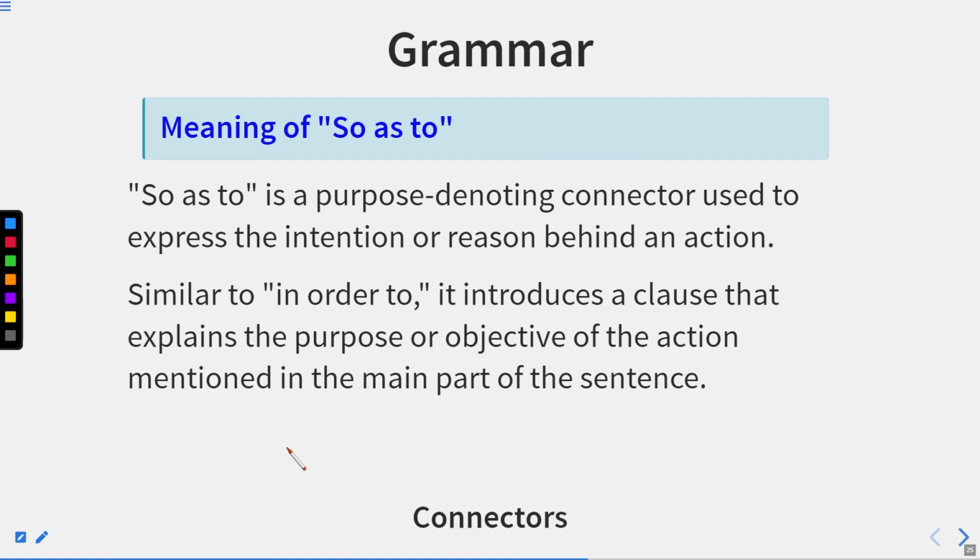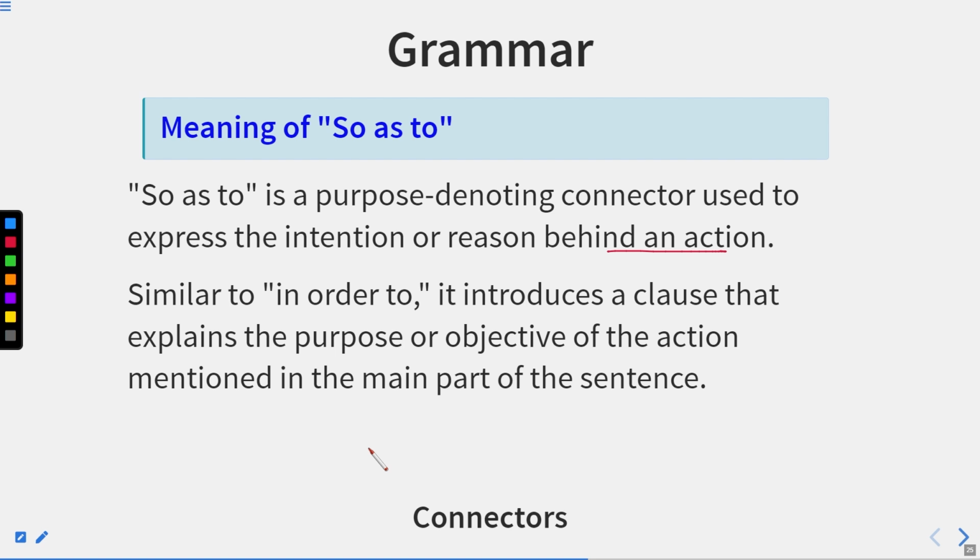First of all, we'll discuss the meaning of "so as to." So as to is a purpose denoting connector used to express the intention or reason behind an action. It means whenever an action has been performed, there must be some motive behind it. So just to state that purpose, we can use a preposition, so as to. This is a purpose denoting preposition, similar to or the same as in order to.